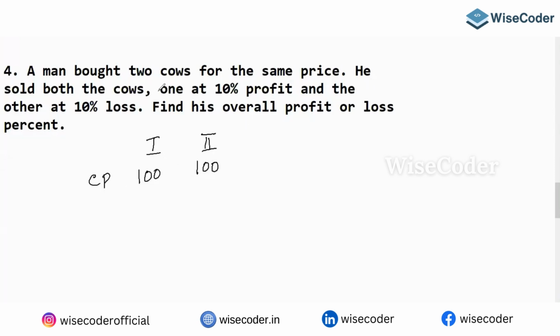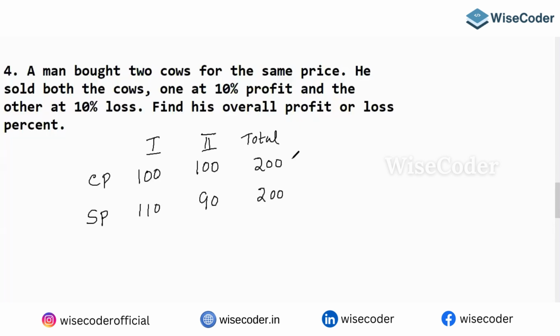What happened? He sold both cows, one at a 10% profit. So the selling price is 110. One at a 10% loss. Loss means 90. Now together: 100 plus 100 is 200. 110 plus 90 is 200.